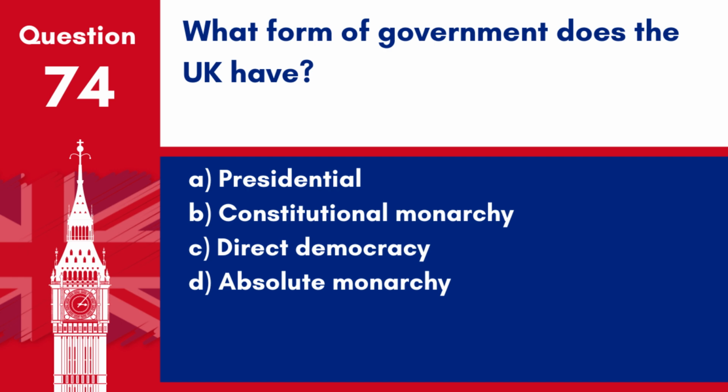Question 74. What form of government does the UK have? A. Presidential. B. Constitutional monarchy. C. Direct democracy. D. Absolute monarchy. Answer: B. Constitutional monarchy. The UK is a constitutional monarchy, where the monarch is the head of state within the parameters set by a constitution, and the elected parliament governs the country.